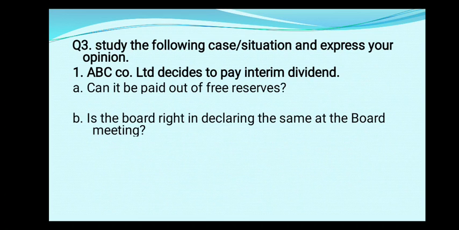Now question number 3. Study the following case or situation and express your opinion. Any 2 out of 3. The case is, ABC Company Limited decides to pay interim dividend. Now, do you know what is interim dividend? Dividend declared by the board of directors between 2 annual general meetings is called interim dividend. If you study the features of interim dividend, then you know all the answers.